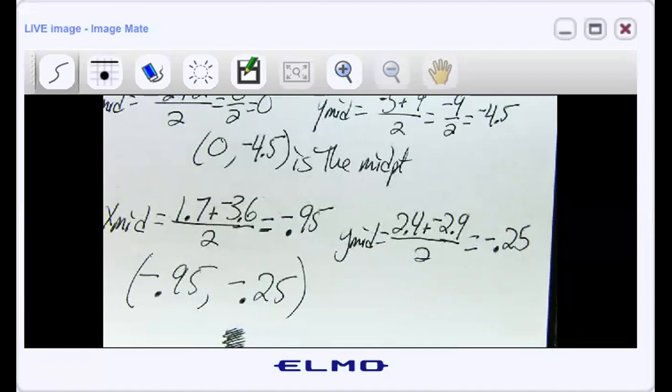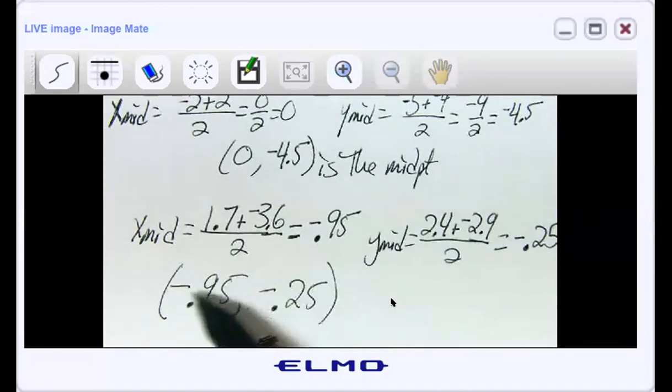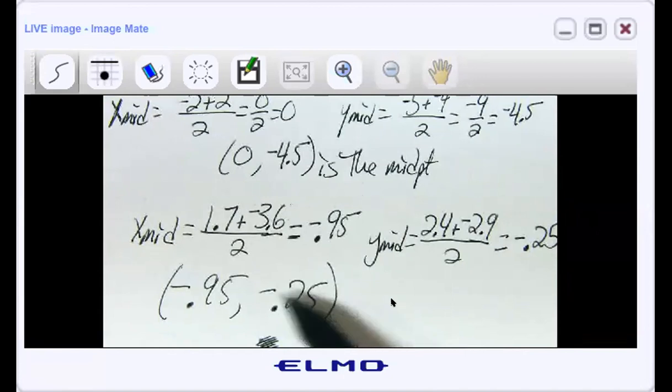Anyway, where am I? Is there anything that I want to cover here? No. So that's it. Notice, there is one other thing that I want to point out. Notice that all of my answers are written as ordered pairs. They're in parentheses with a comma between them.